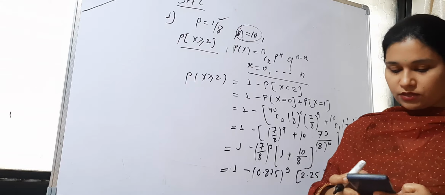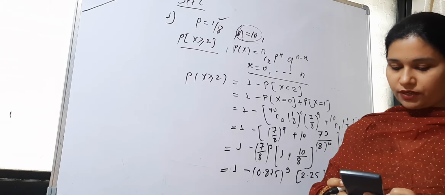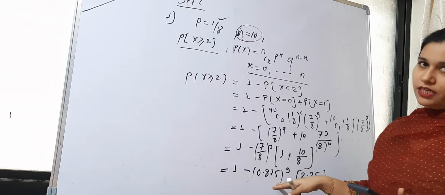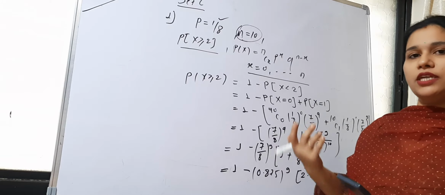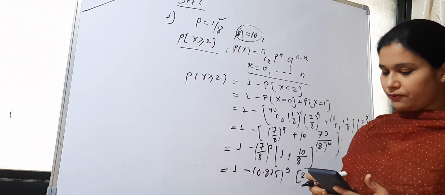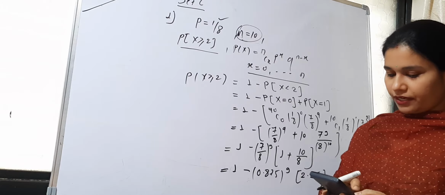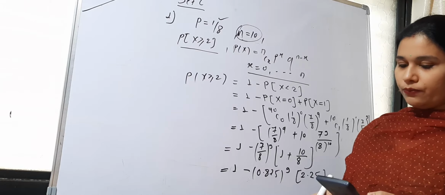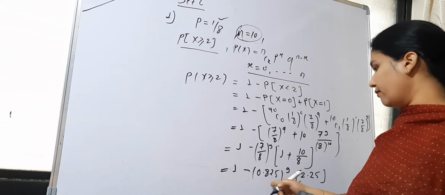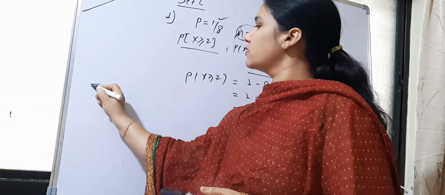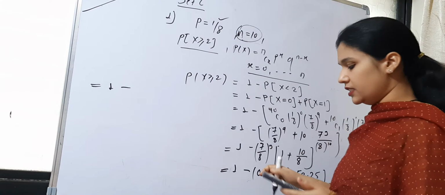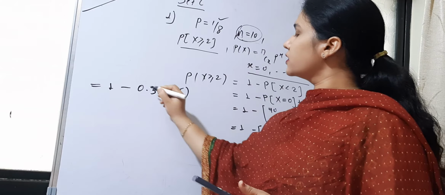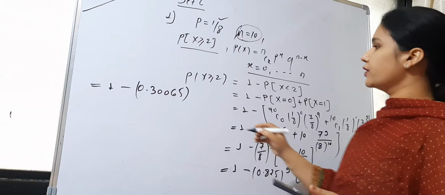Like this, you have to take the product 3 times. First take the cube, then multiply that cube value 3 times, you will get power 9. So I am doing this. 0.875 power 9 is 0.30065. I will write here. It will become 1 minus, value of this is 0.30065, like this. And this is 2.25.